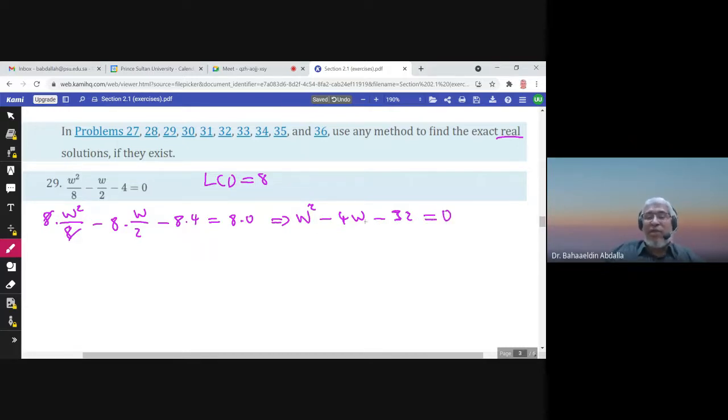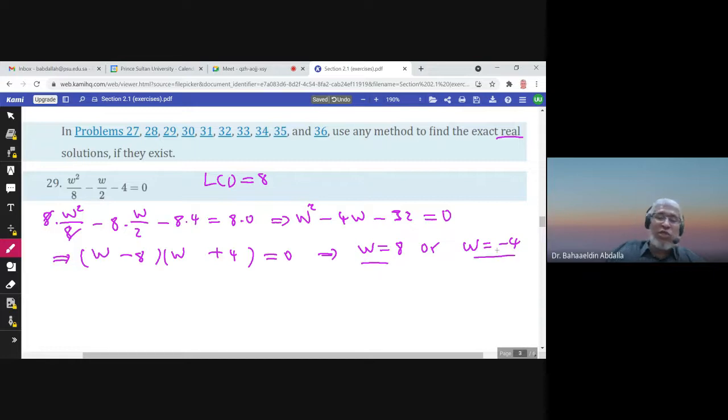And now I have this equation, and I can try to factor it. 4 times 8 is 32, so it can be factored easily. W times W. And we search for two numbers. Their product is negative 32 and their sum is negative 4. So that's negative 8 and positive 4. 4 times negative 8 is negative 32, and negative 8 plus 4 will give you negative 4. So the answer is either W is 8 or W is negative 4. So these are the two solutions of this equation.